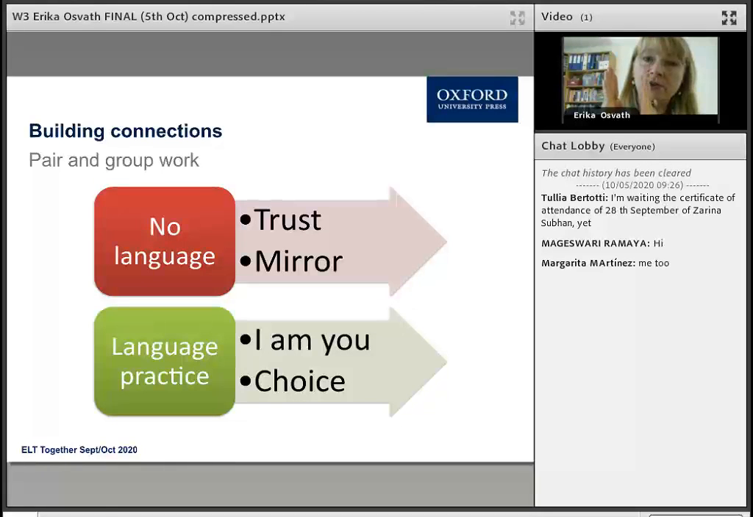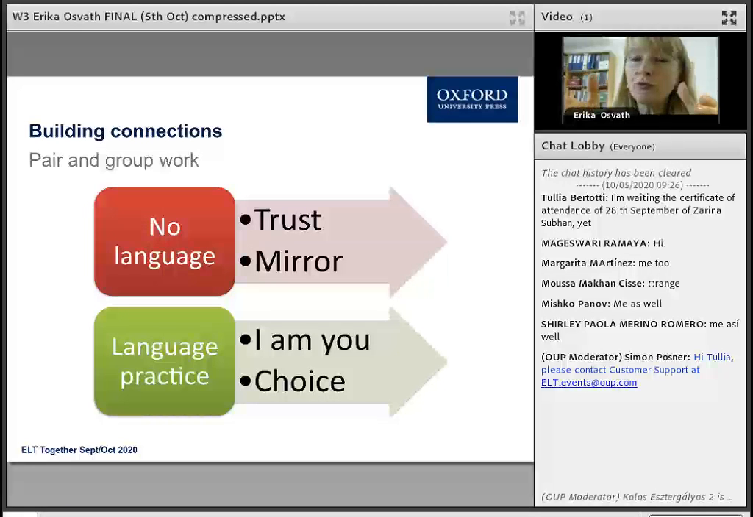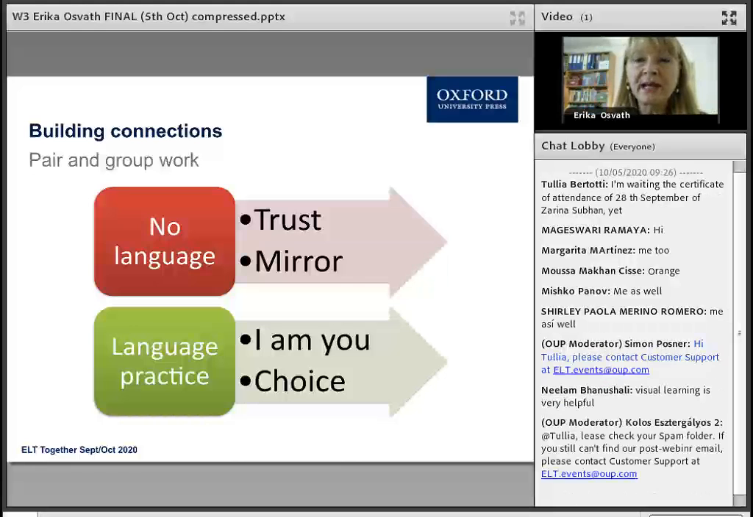One is standing in front of the other person, turning their back to the other person, and the person in the front has to close their eyes, and the person from the back is going to lead them through the classroom through very slow movements, making sure that they don't hit anything, and looking after each other, being very, very careful.